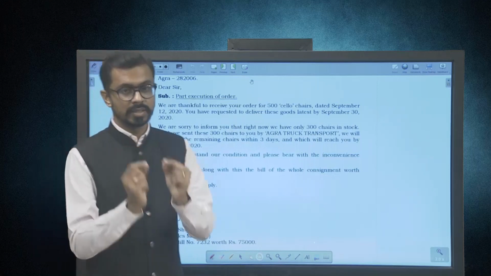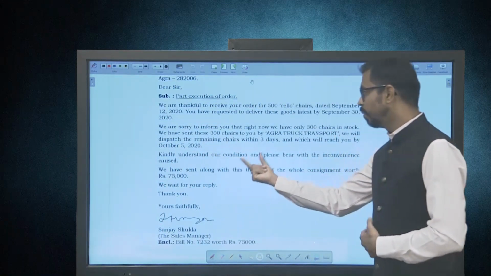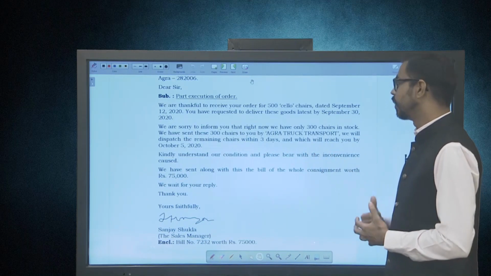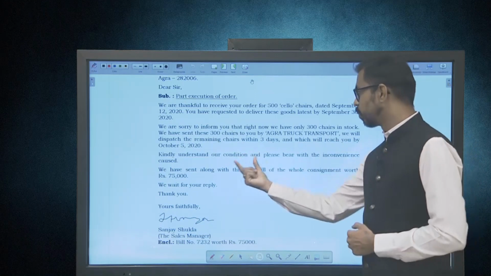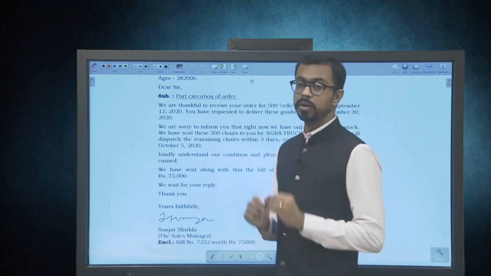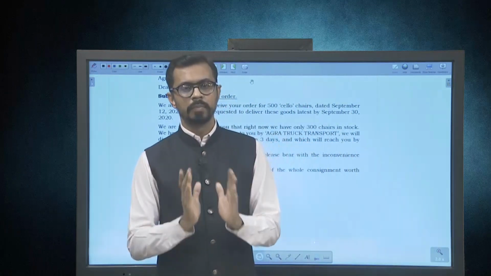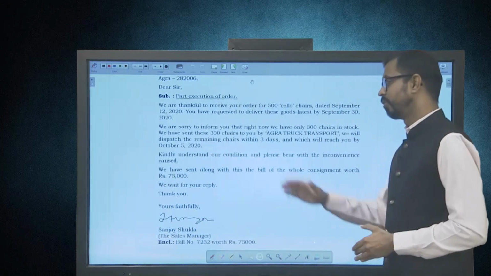That is just an expected date again, but you have to mention that. Kindly understand our condition and please bear with us for the inconvenience caused to you. Also, we have sent along with this the bill of the whole consignment worth Rs 75,000. However, the bill is for the entire part, and that is being sent along with this. We wait for a reply.